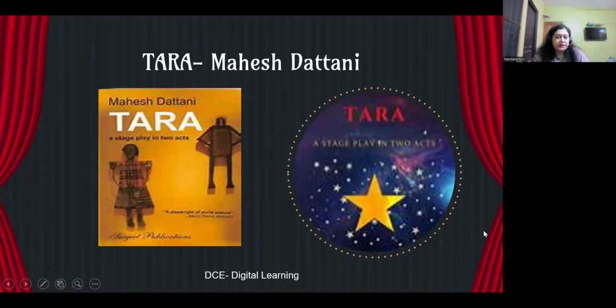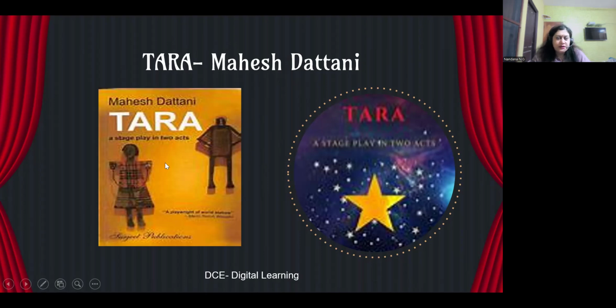So here we can see two images. These are the original cover pages of the play Tara by Mahesh Dattani. In the first image, we can see that there are two figures, both with their backs turned towards the audience. This shows how the primary characters are involved in their own problems and they're unable to face the society.